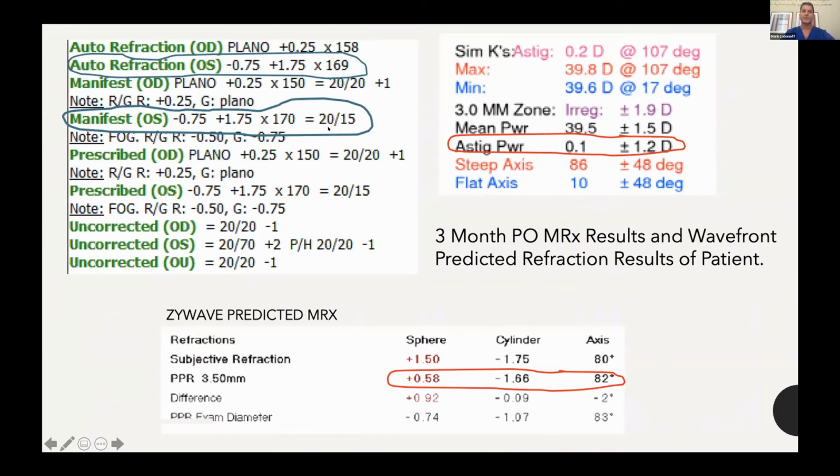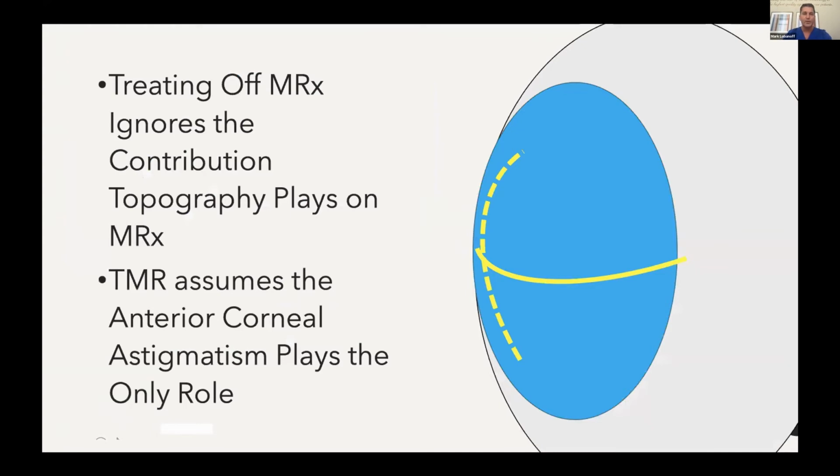The reason for this is this particular patient had significant lenticular astigmatism. So this patient underwent a clear lensectomy. I placed a single focus IOL, non-toric, and the astigmatism disappeared, showing conclusively that the lenticular astigmatism was present and responsible. So the difficulty with planning Contoura topography-guided treatments off the manifest refraction is that Contoura ignores the effects that the topographic irregularities play on that manifest refraction.